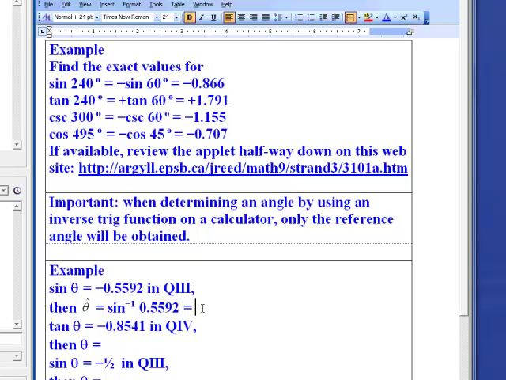I have to make sure that my calculator is in degree mode. I think that's what we're operating in, degrees. I come up with pretty much 34.0 degrees. Okay, now I have to see that I'm in quadrant 3, so theta equals 180 plus 34, which is 214 degrees.